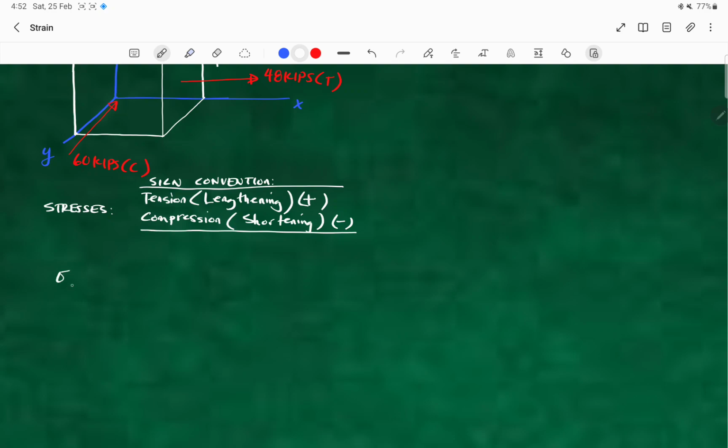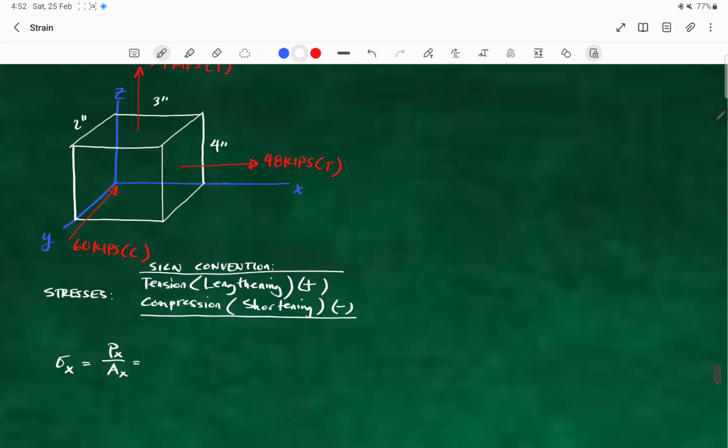Okay, so we have stress ng x. So we have force over area. So force along x and yung area perpendicular sa x-axis. So yung force along x, we have 48 kips. So this is 48 kips times 1,000 para pounds. So this is in tension, so taken as positive, all over yung area ni x. So, ito yun, no? So, we have 4 inch by 2 inch. Okay?